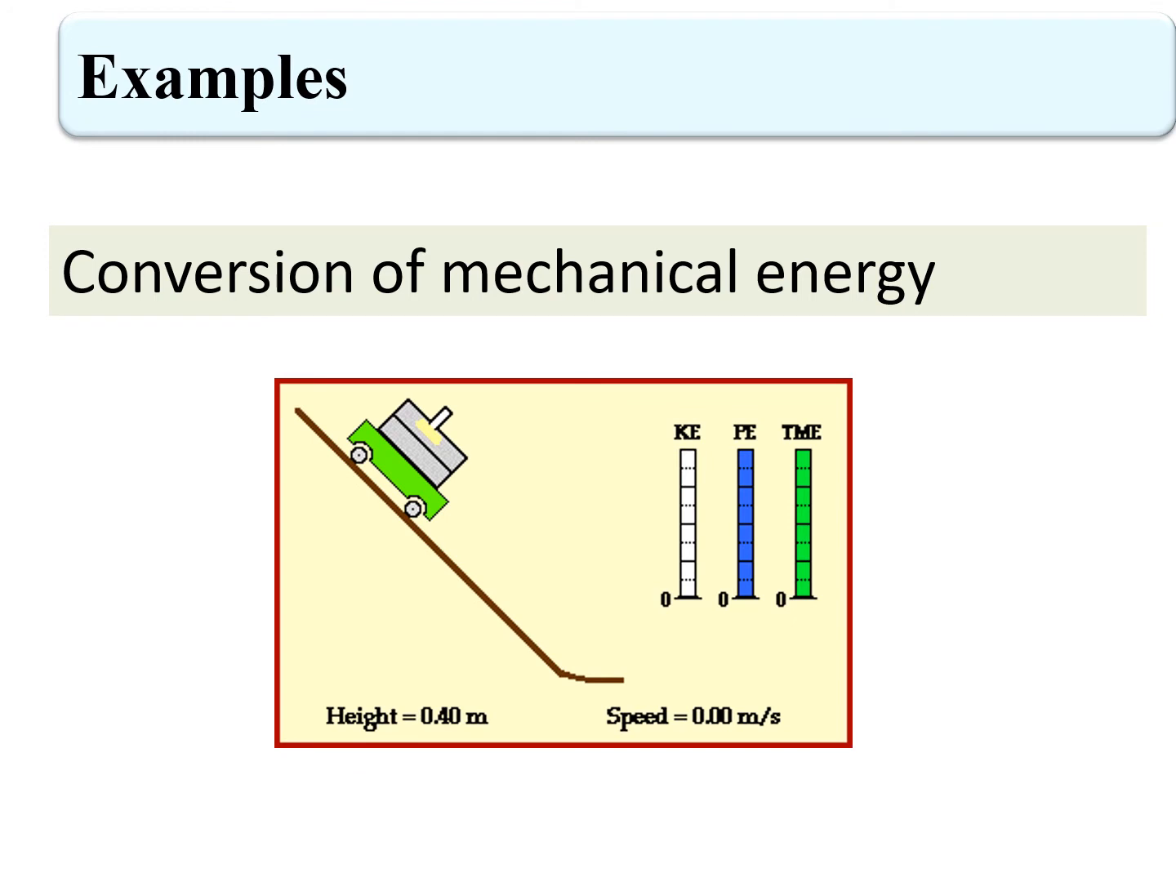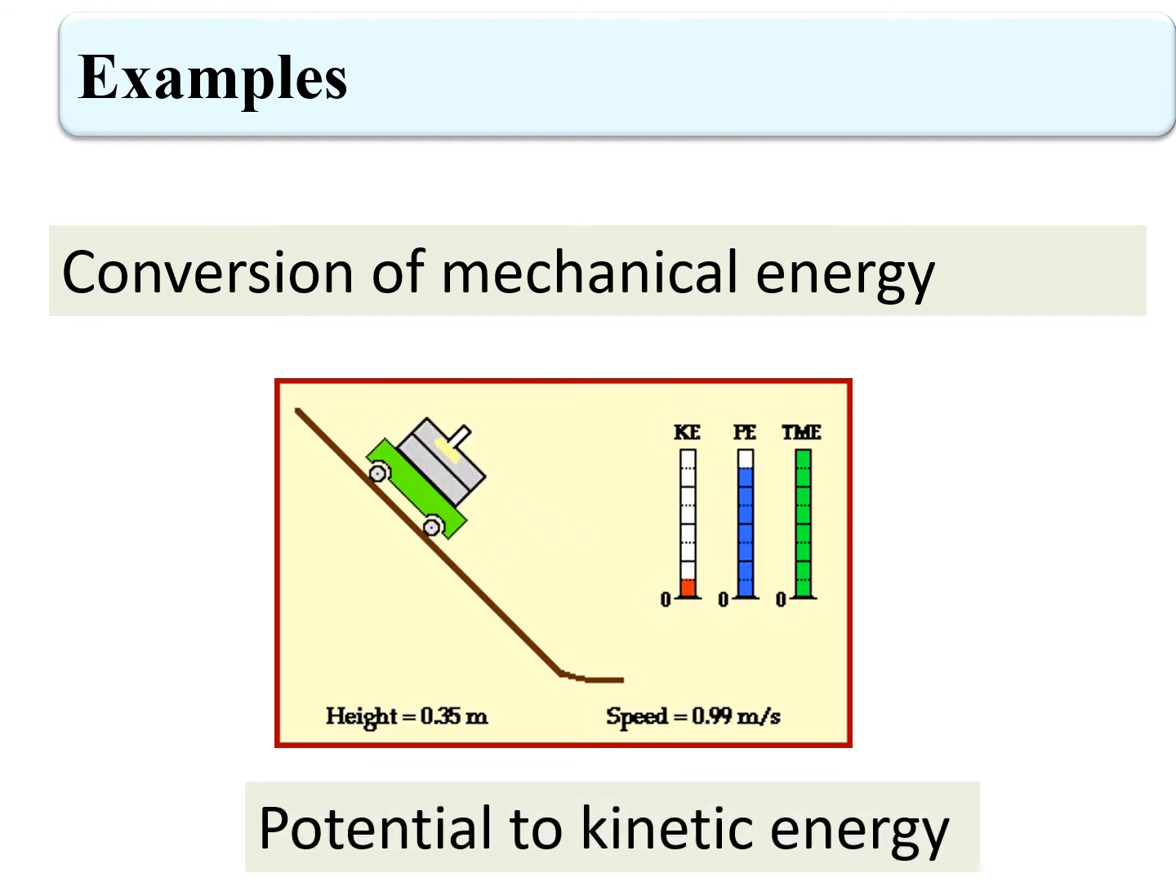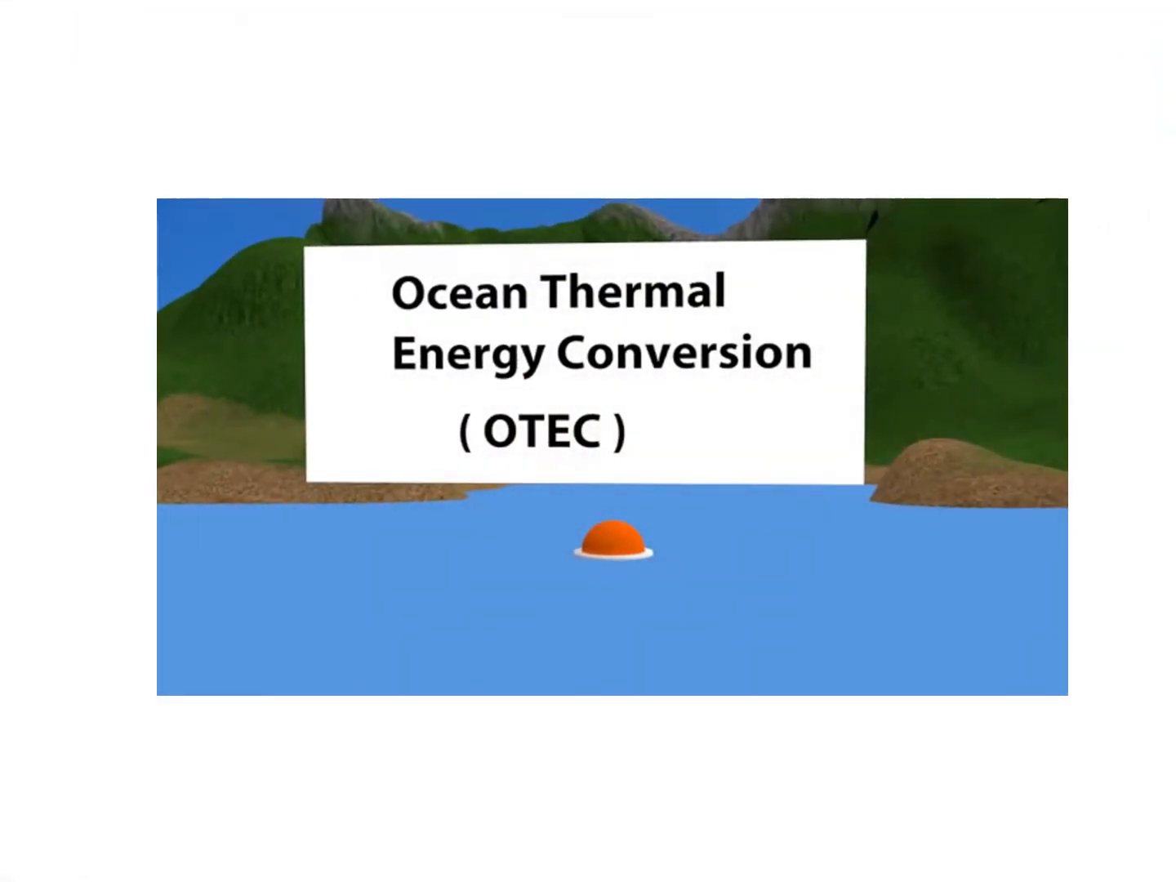Conversion of mechanical energy. You can understand from this animation what conversion of energy is. It's the mechanical energy. Okay, the car has potential energy at the top place. Okay, but when it gets a velocity or motion, then the potential energy converts into kinetic energy. Ocean thermal energy is also another type of conversion.